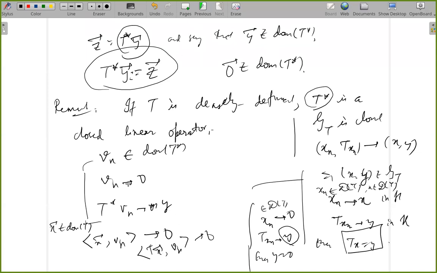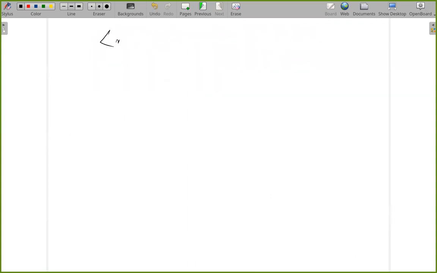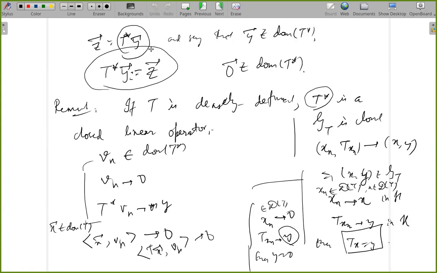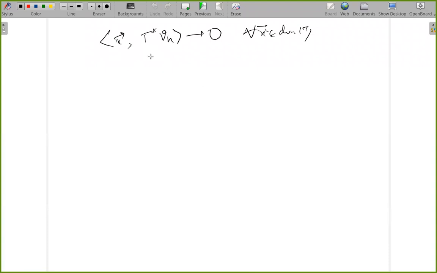Now, since Vn is in the domain of T star, I can actually move this T to the other side. So what I conclude is, for every x in the domain of T, T x dot Vn equals x dot T star Vn, which goes to 0. But here, what have we assumed? We have assumed T star Vn goes to y. So this also goes to x dot y. So what we conclude from here is that x dot y is equal to 0 for all x in the domain of T.